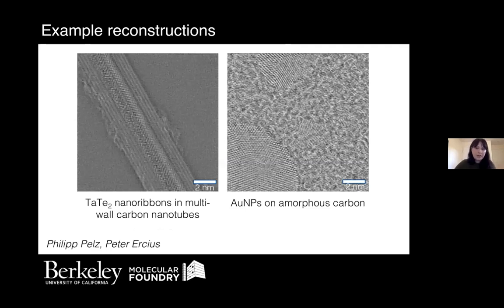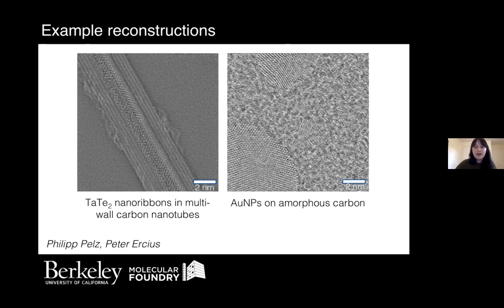So these are actually typographic reconstructions. These are, on the left, a tantalum ditelluride nano ribbon that's stuffed into a multi-wall carbon nanotube. Then we have some amorphous carbon supporting gold nanoparticles. And what's beautiful about typography is that it's really the best imaging modality to be sensitive to heavy and light elements. And it can be quite high resolution.